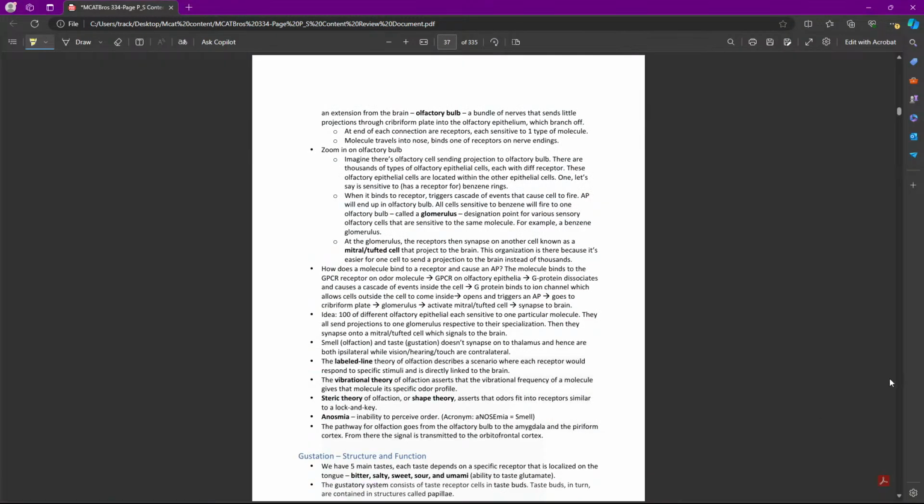That sends these signals to the brain. An example is a receptor that is sensitive to benzene rings. It binds to the receptor to trigger a cascade of events that cause the cell to fire. The action potential ends up in the olfactory bulb. All cells sensitized to benzene will fire.